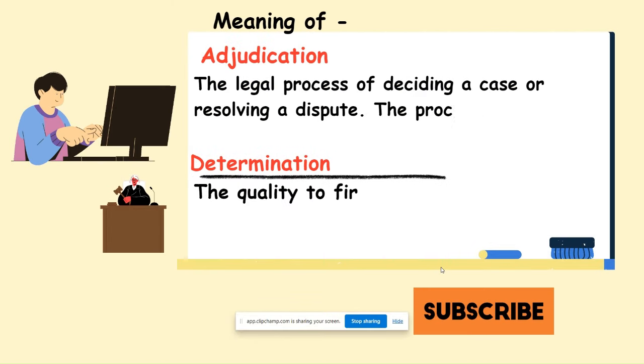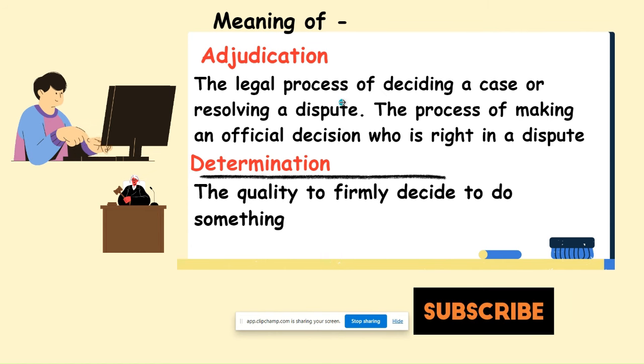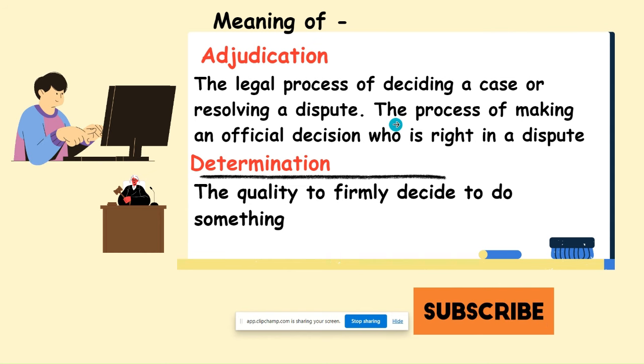A little about the meaning of adjudication and determination, the dictionary meaning as well as the meaning which we are presuming for the purpose of understanding the concept of decree. Adjudication is the legal process of deciding a case. An established process is followed to decide a case, resolving the dispute, because the intention is to resolve the dispute.